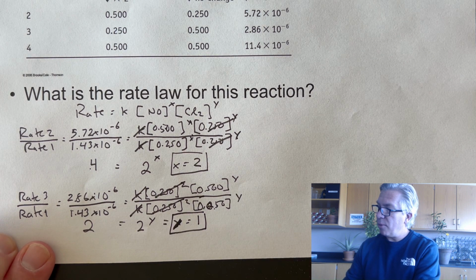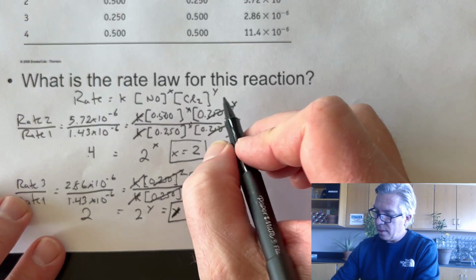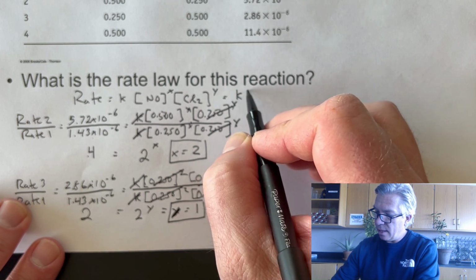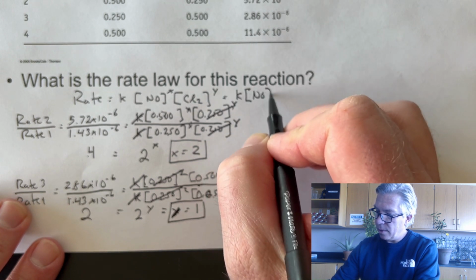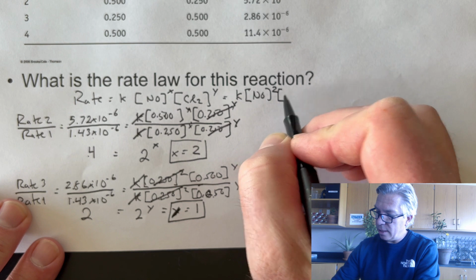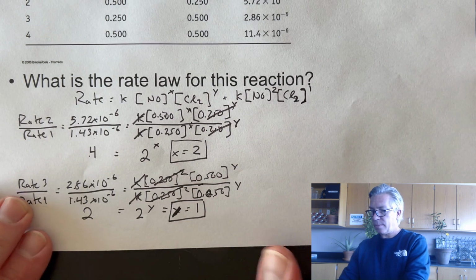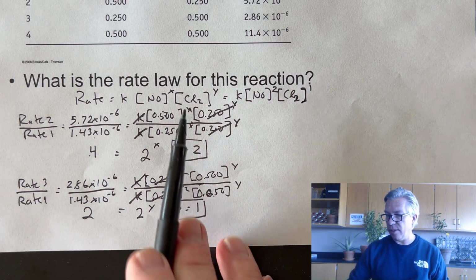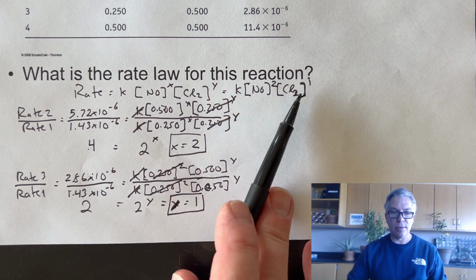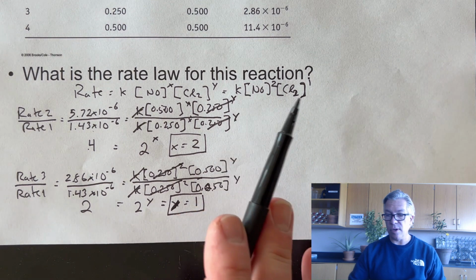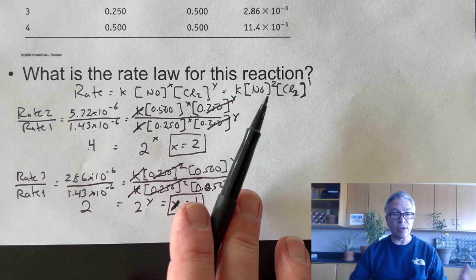And so at that point, we would have a rate law that has been proven to be K times NO squared and Cl2 to the first. All right, so we have second order with NO, first order with respect to chlorine, and third order overall. All right, so if you were able to do that, congratulations.